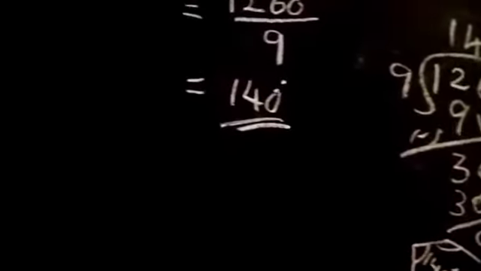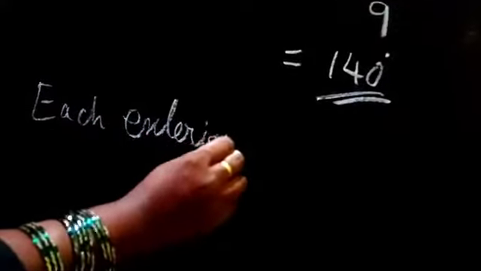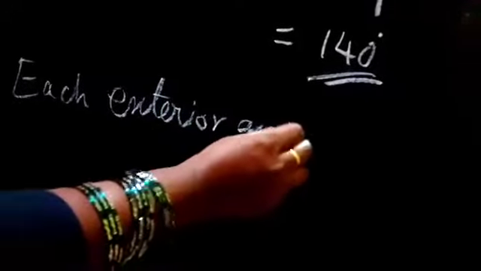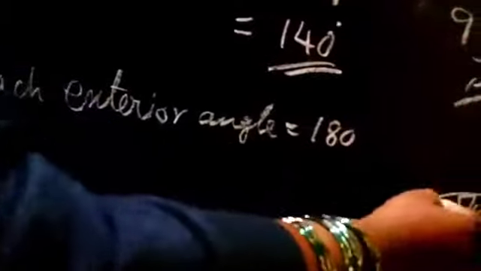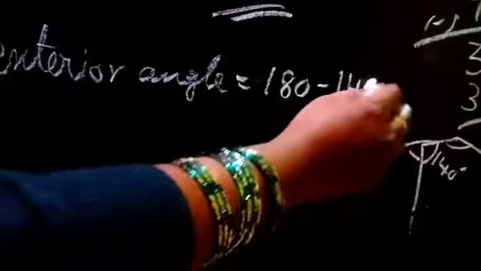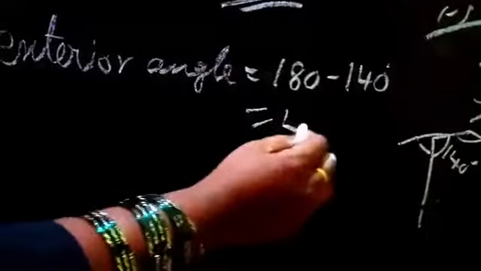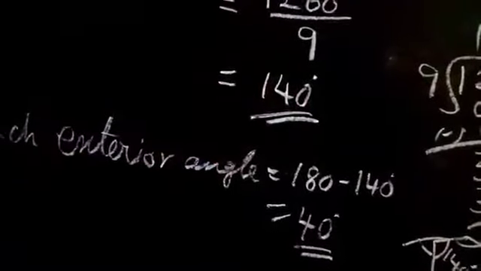So we have to find now exterior angle. Each, so it will become straight line, right? So in straight line 180 it will become. So 180 minus 140 it will become 40 degree. Each exterior angle will get 40 degree. Interior angle will become 140 degree.